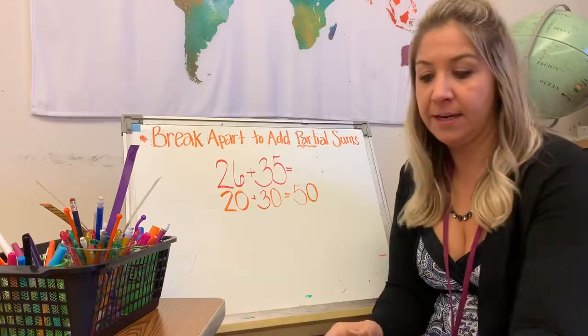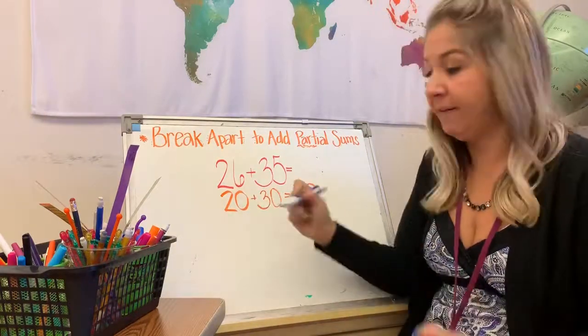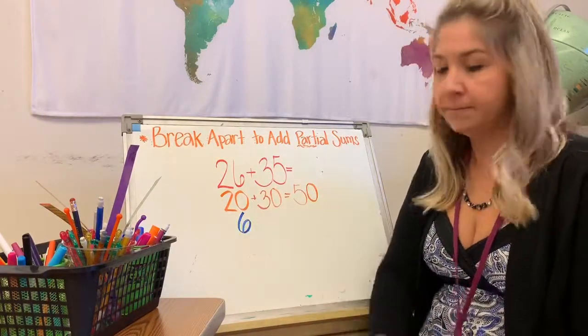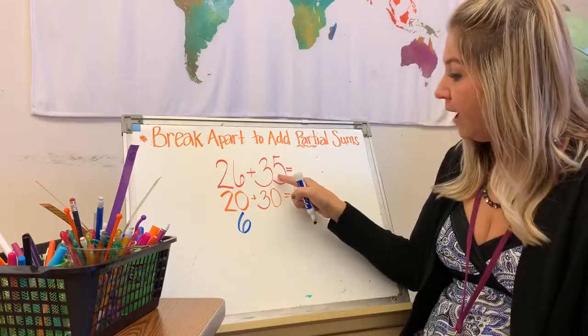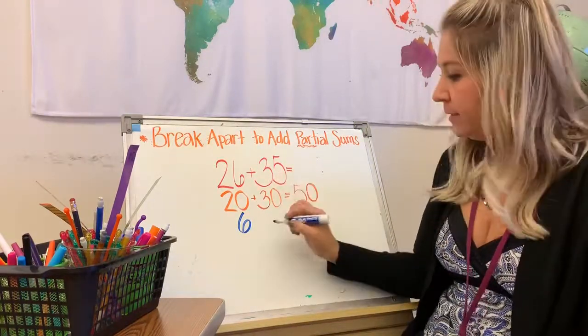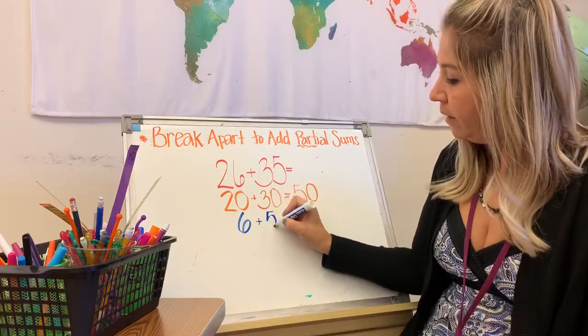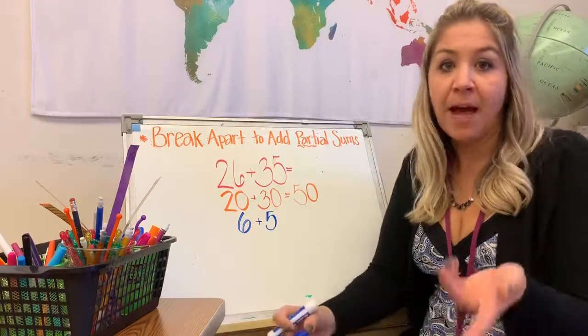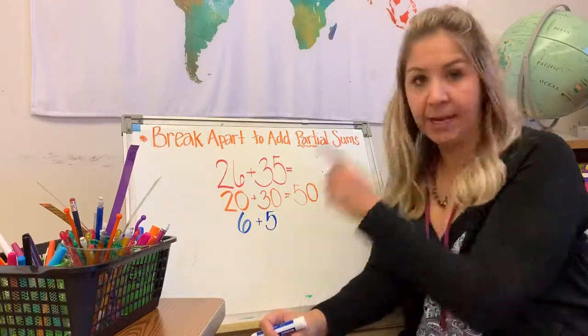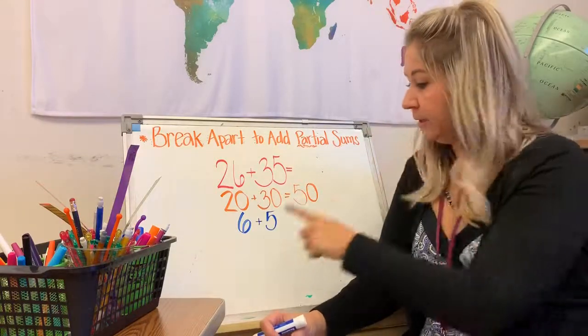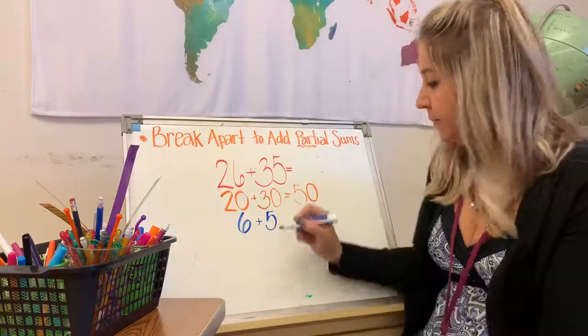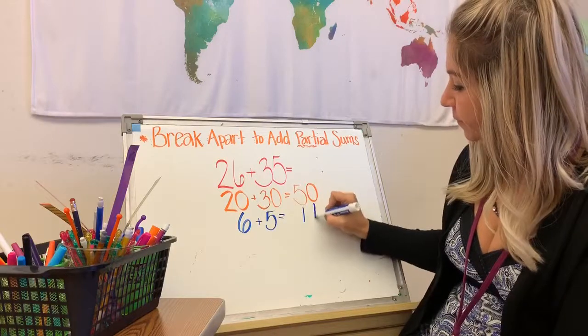I see that in the number 26, I have 6 1s. And in the number 35, looking in my 1s place, I have 5 1s. I now have a fast fact, so I can add it quick in my head. 6 plus 5 more equals 11.